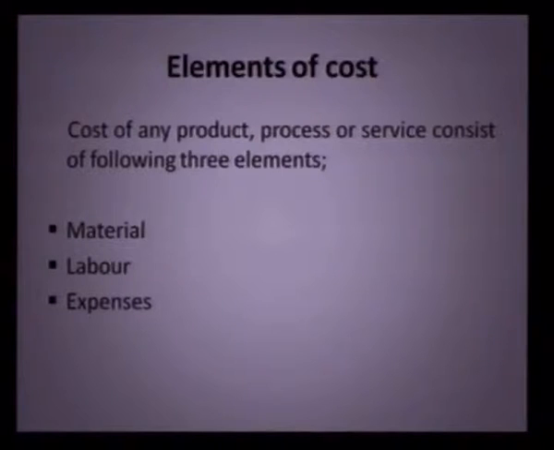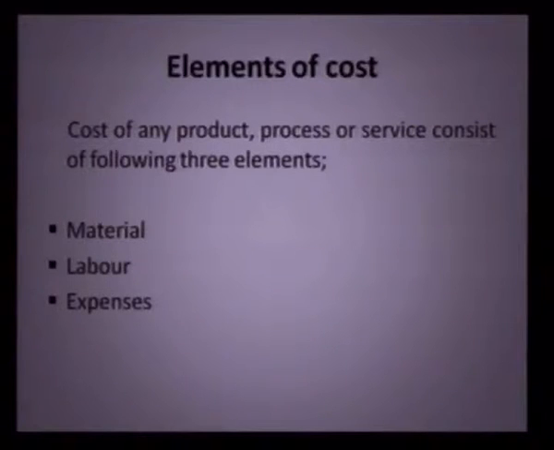Then if material is there, you cannot do anything unless there is a labor who produces it, who makes things happen. So, there is labor, there is a human effort involved. Then other than material and labor, there are some expenses. So, basically we divide the cost into three categories: material, labor and expenses.